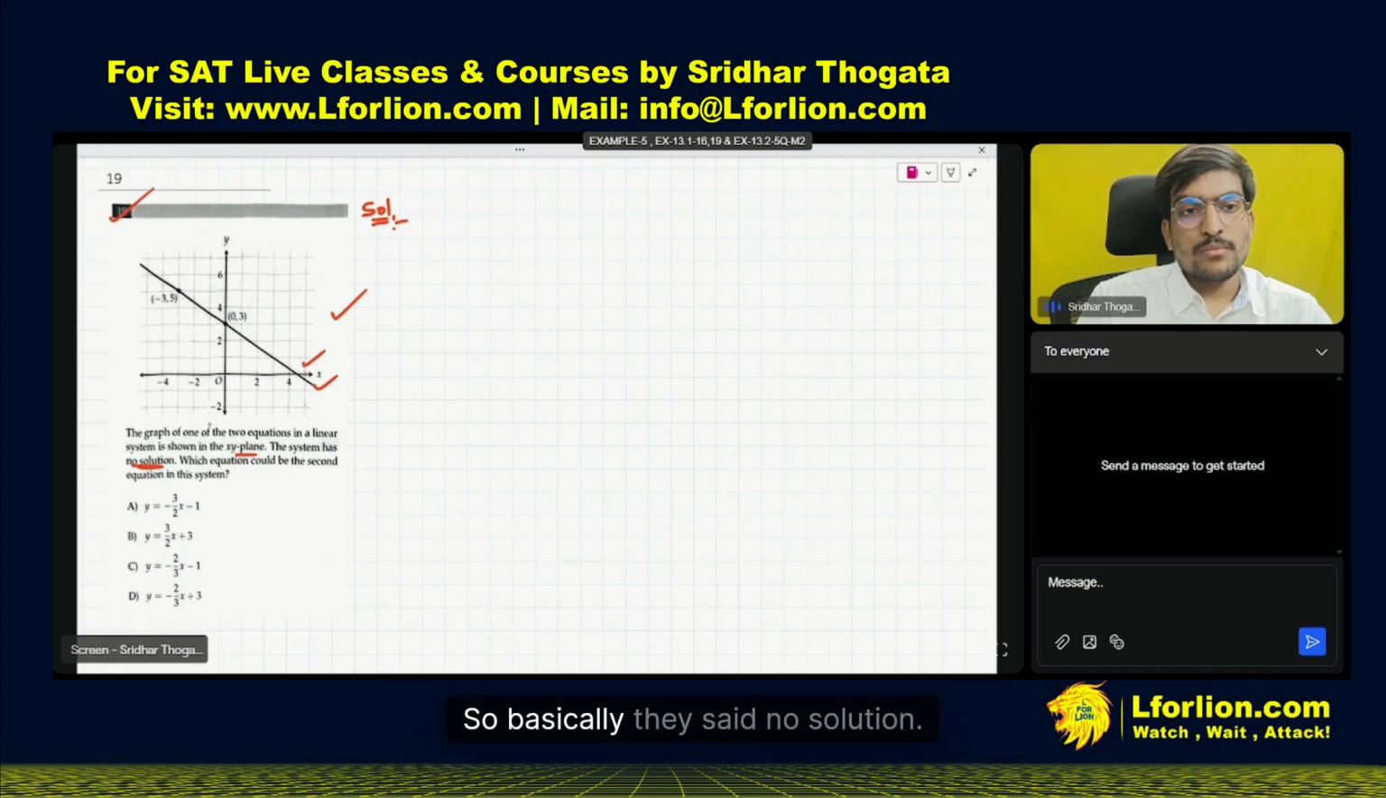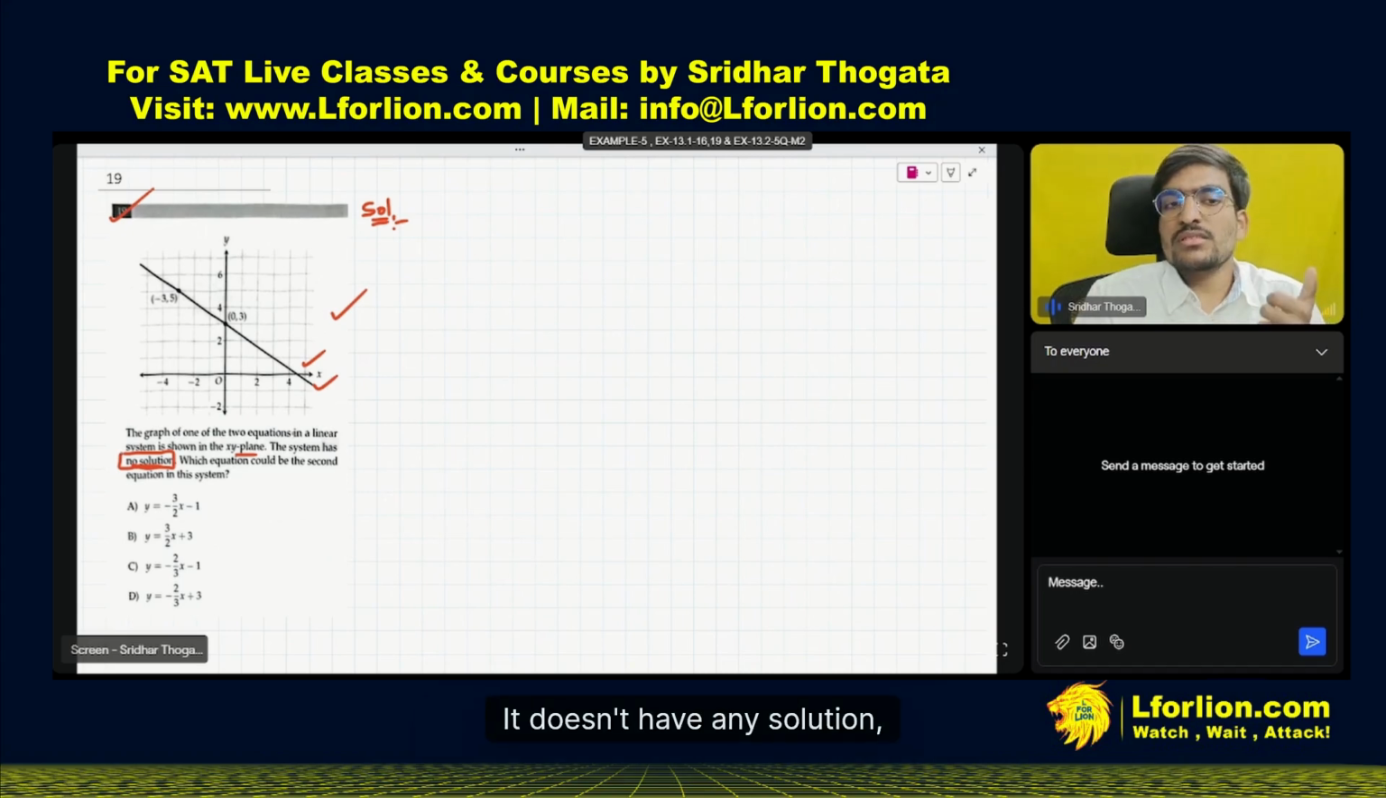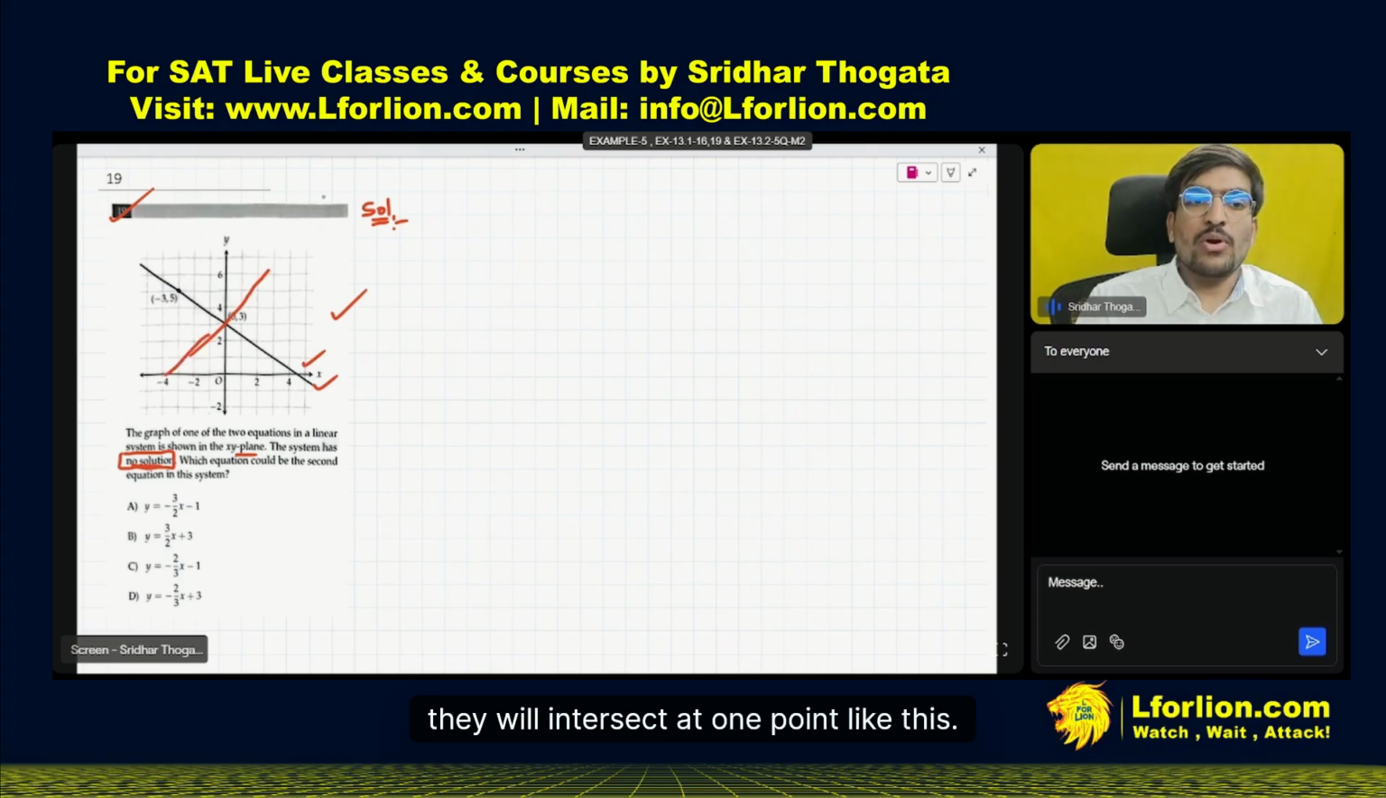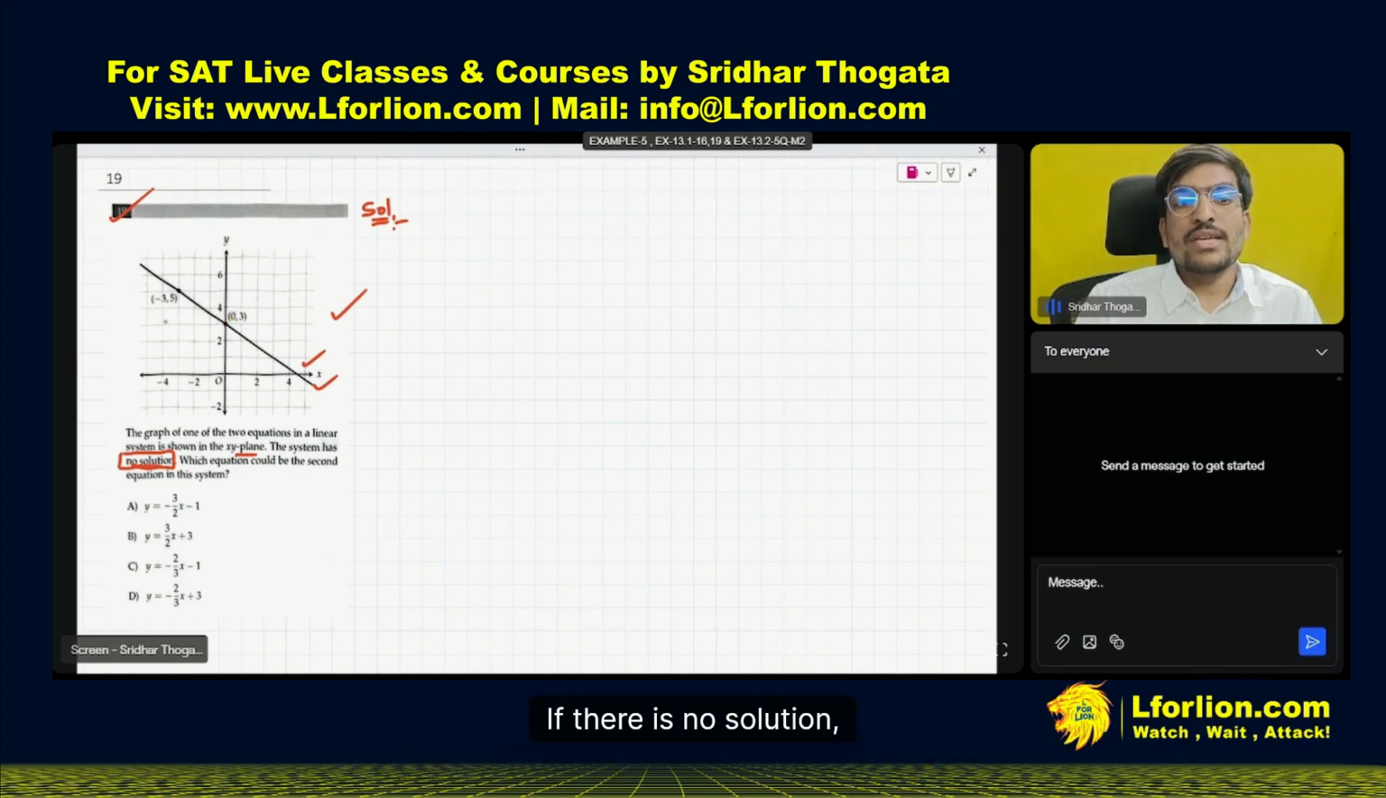So basically they said no solution. What do you mean by no solution? It doesn't have any solution, which means the lines won't intersect at all. If there are infinitely many, they will coincide. If they have one solution, they will intersect at one point like this. If there is no solution, we learn that the lines are parallel. They won't meet at any point. They won't intersect at all.